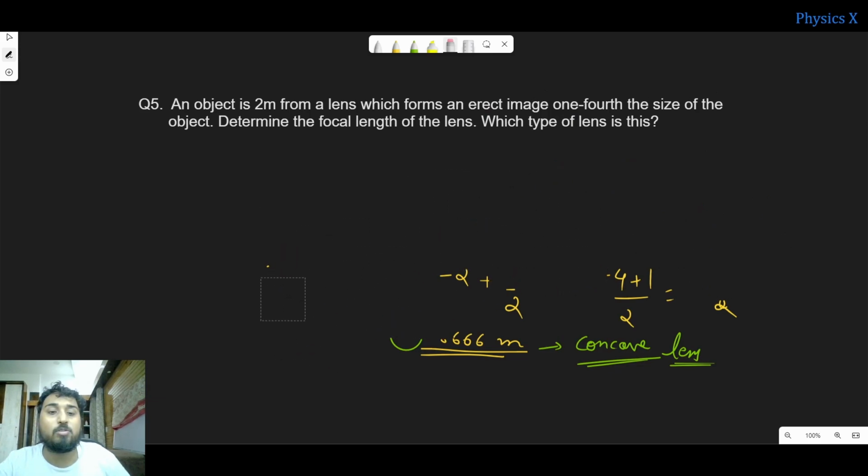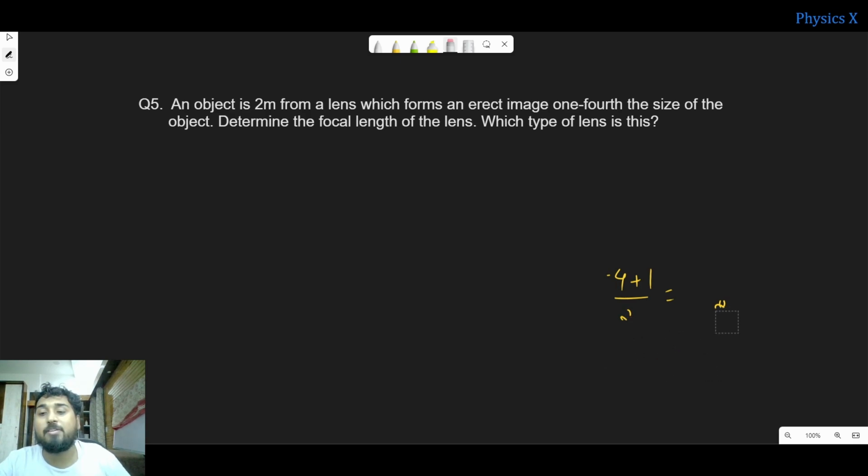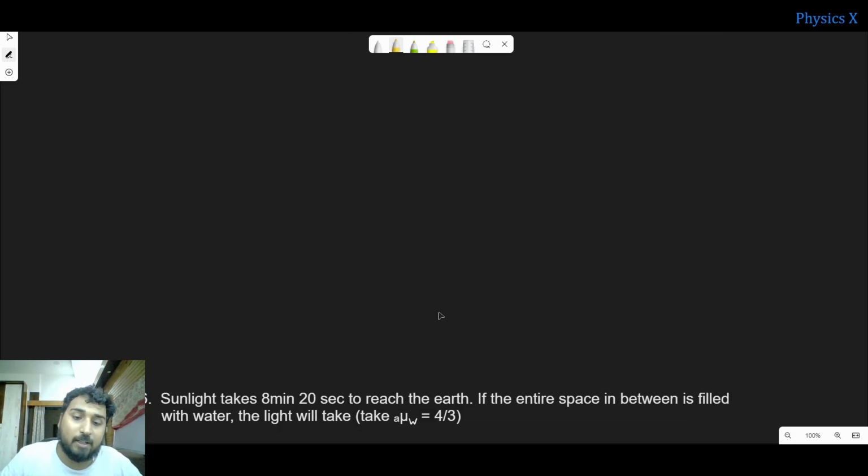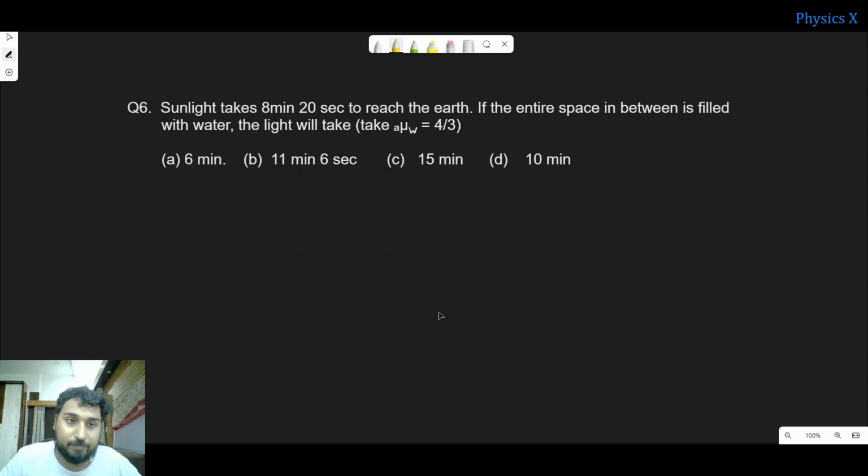We just need to use the proper sign convention in case of numericals. Sometimes in a generalized expression, we just put whatever the unknowns are there, and later we put the values. And in numericals, what we do, we directly put the sign.